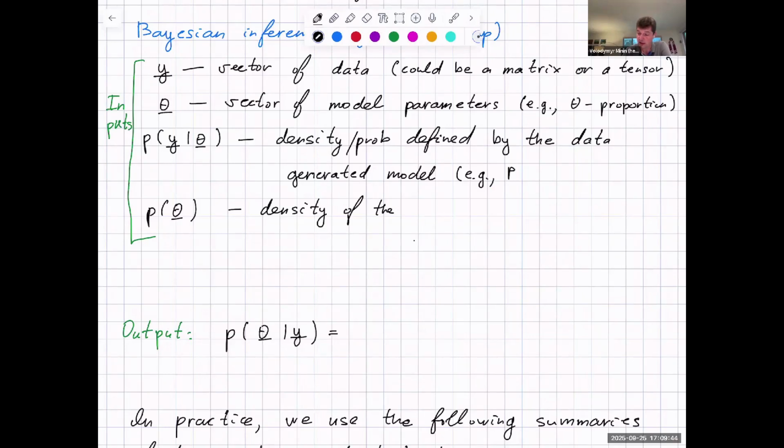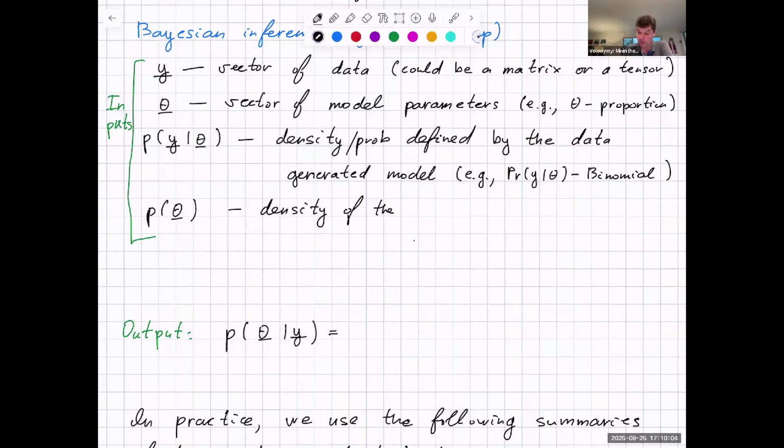So for example, we had the probability of y given theta in our little example from last time. That was simply a binomial probability mass function. It could be a very complex object as well, and eventually we'll get there. But right now, the example from last time was a binomial.